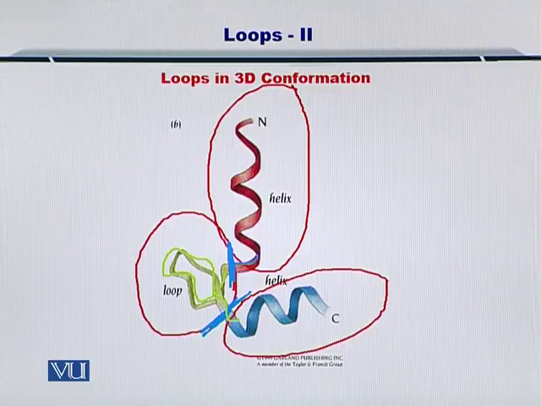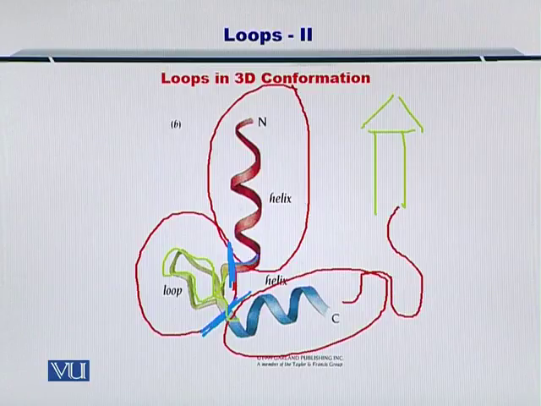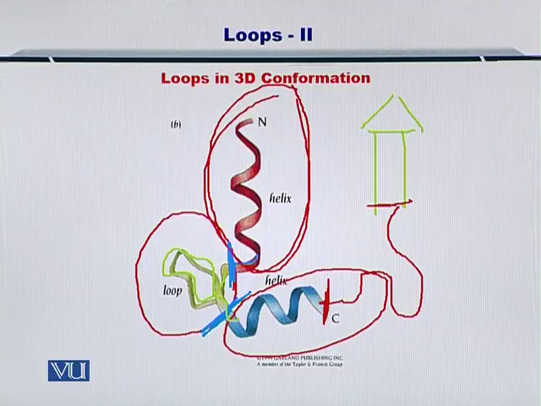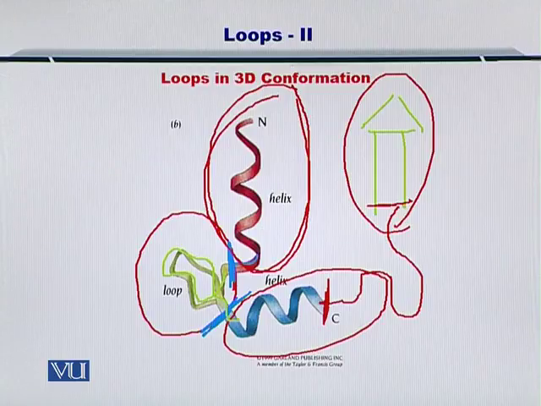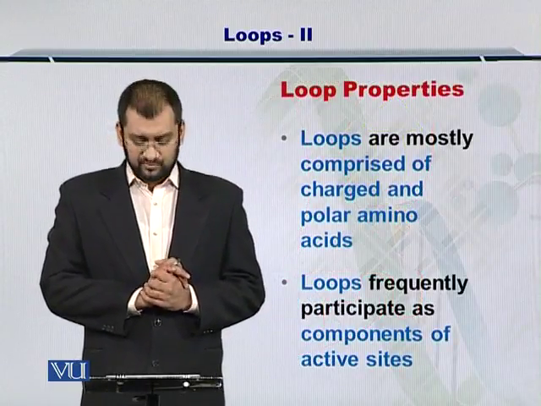Similarly, if there were to be a beta sheet here, then you could imagine another loop connecting this alpha helix to the beta sheet as well. So this is how these loops come in the middle of alpha helices and beta sheets, and they allow them to join together. Okay, some properties of these loops.